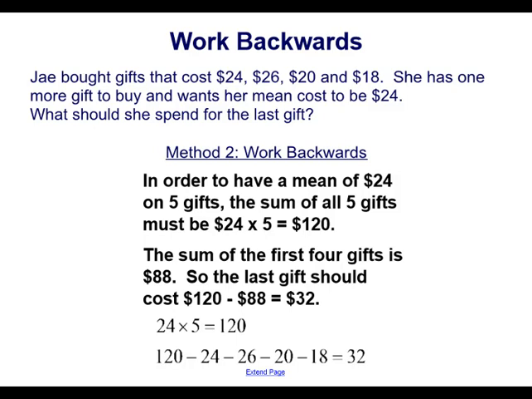Well, we already know the sum of the first 4 gifts is $88. That's the 24 plus 26 plus 20 plus 18. So the last gift should cost $120, the total you want, minus the $88 you already have to give you that price of $32. So mathematically, you're multiplying the mean of 24 times the 5 gifts to get 120. And then you're subtracting the sum of the other 4 gifts, or 24 minus 26 minus 20 minus 18, from 120 to give you that $32 value. You're working backwards using your definition of the mean to help you.